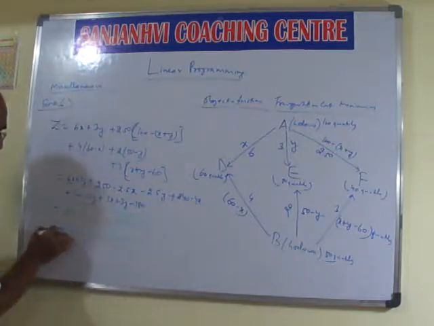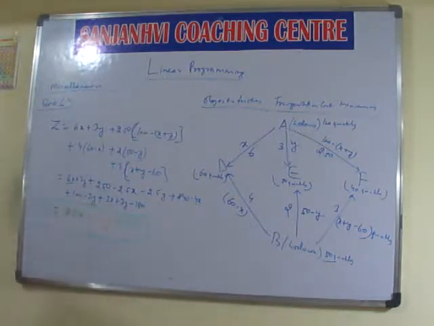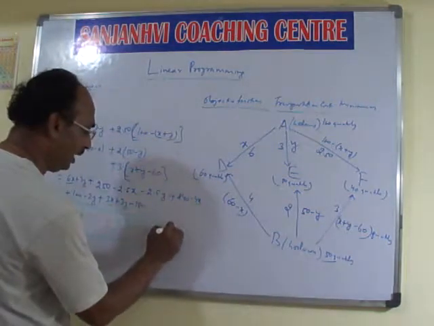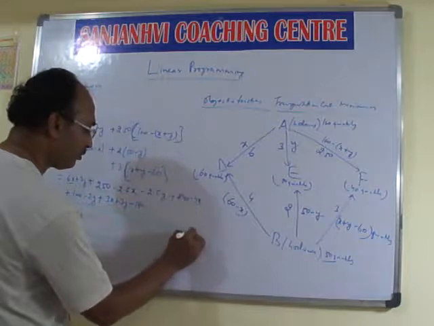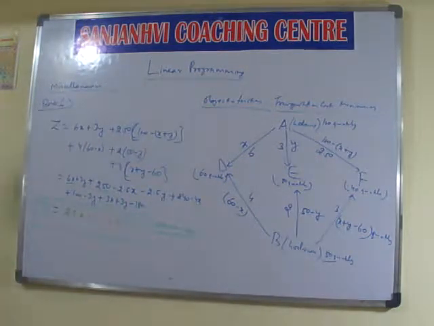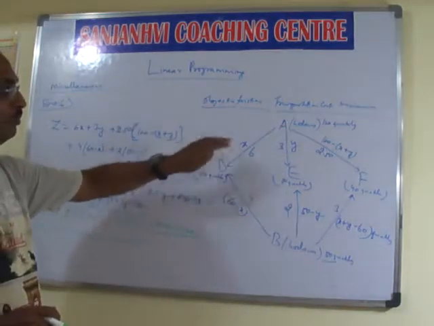This is our objective function, and it should be minimized. Now we need to draw the graph. Constraints, sir, constraints we need to draw. Okay, so constraints we can say this one.